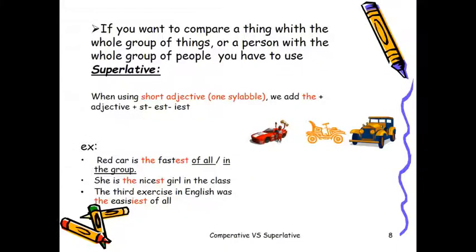If you want to compare a thing with a whole group of things or a person with a whole group of people, you have to use a superlative. When using a short adjective, a one syllable adjective, we add the plus adjective and the appropriate endings st, est, and iest. For example, the red car is the fastest of all cars, or the red car is the fastest in the group. She's the nicest girl in the class, and the third exercise in English was the easiest of all.